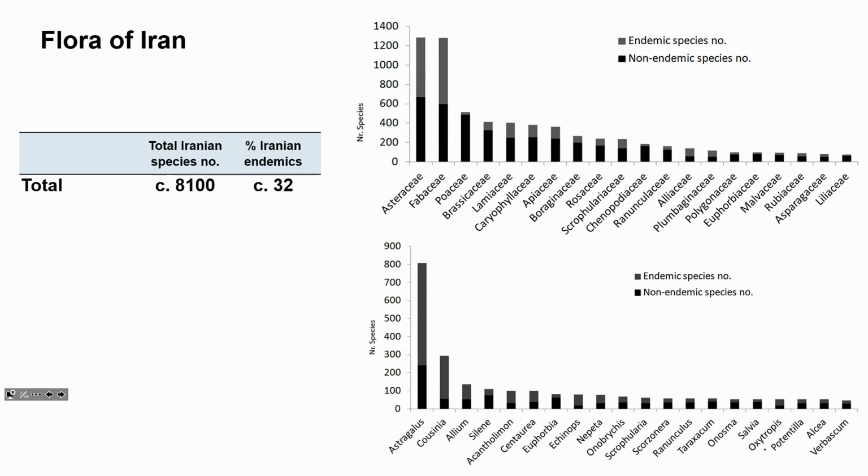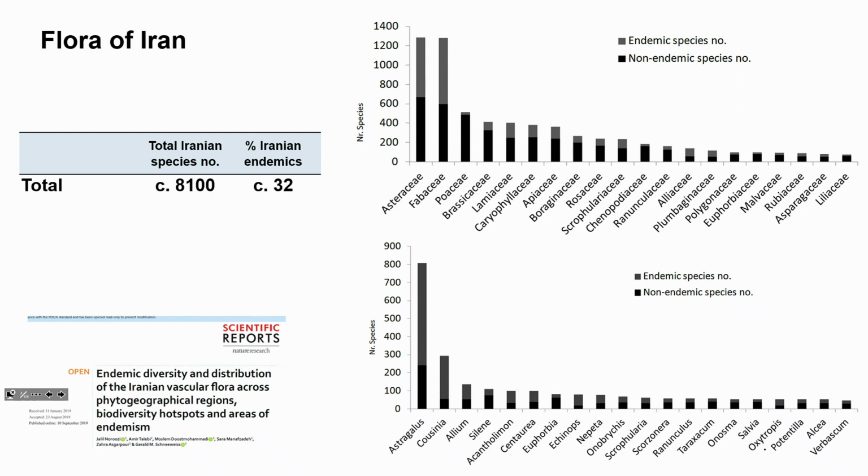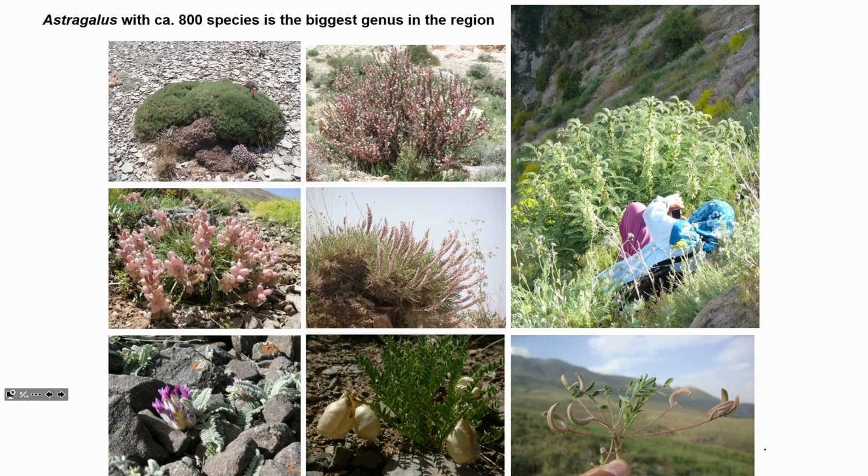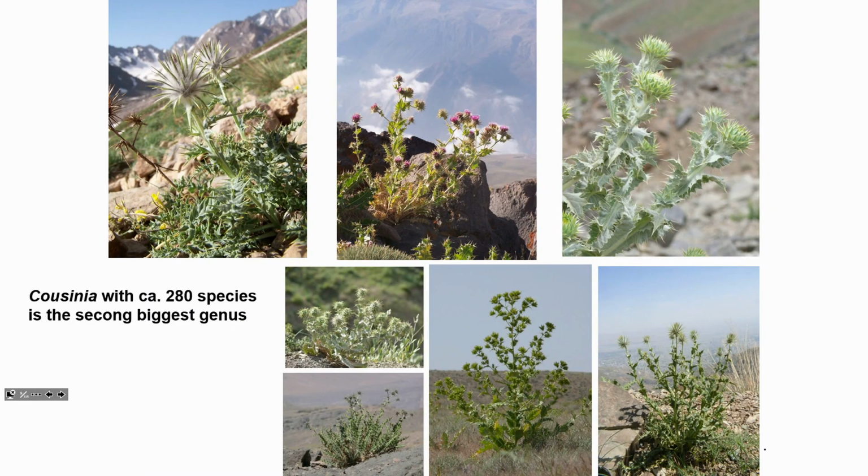The next biggest genus is Cousinia from Asteraceae, also with a lot of endemic species, and you can see detailed information in a publication we published a few years ago. Astragalus is the big genus, as I told you, with different life forms, different shapes, and in different elevations. It is covering everywhere. You can find even six or seven Astragalus species sometimes in one plot, and some of them are difficult to determine. And this is Cousinia with 280 species.